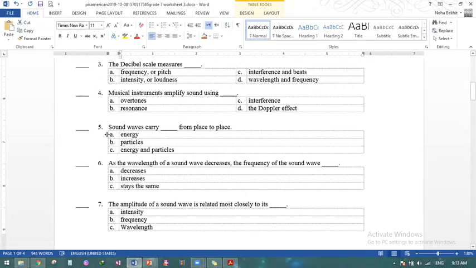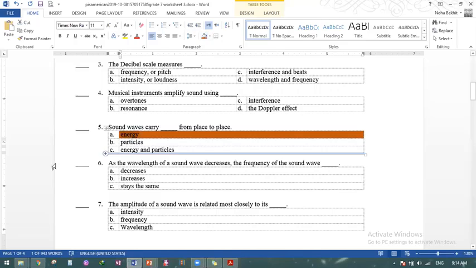Number 5, sound waves carry energy and particles from place to place. What do you think, guys? Yes, Karim. I can't hear you, sweetie. Energy. Yes, energy, that's right. Carries the energy. That's right, Karim. It does not carry the particles, but they move through the particles, but they do not carry the particles or change their positions from one place to another. They only carry the energy. Thank you so much, Karim.